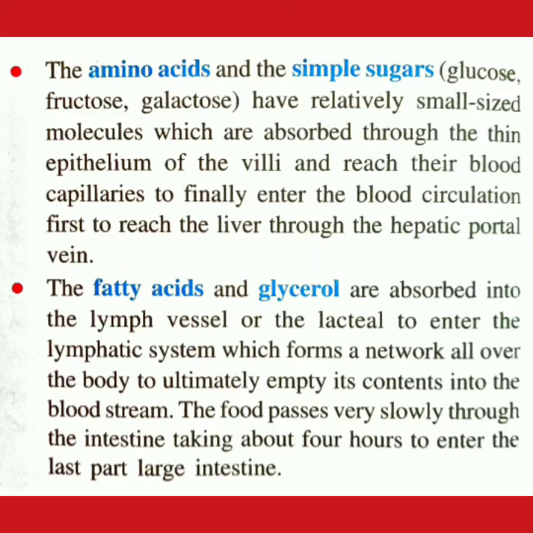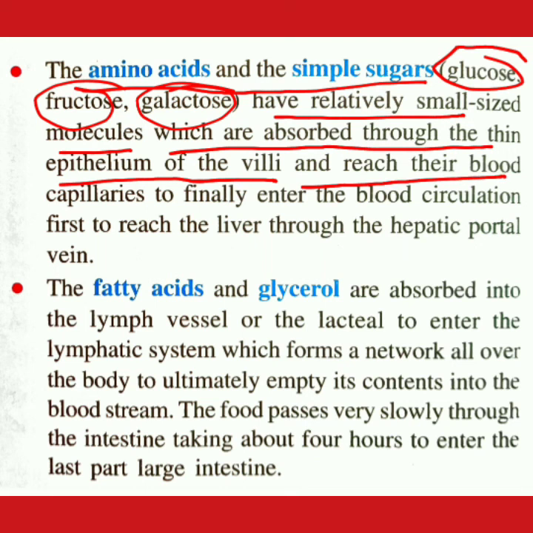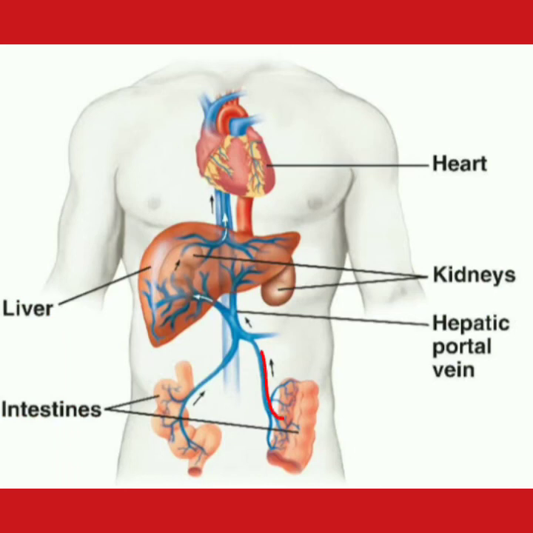The final products of food are mainly absorbed in the intestine itself. The amino acids and simple sugars such as glucose, fructose, galactose have relatively small sized molecules which are absorbed through the thin epithelium of the villi and reach their blood capillaries to finally enter the blood circulation. First, to reach the liver through the hepatic portal vein.